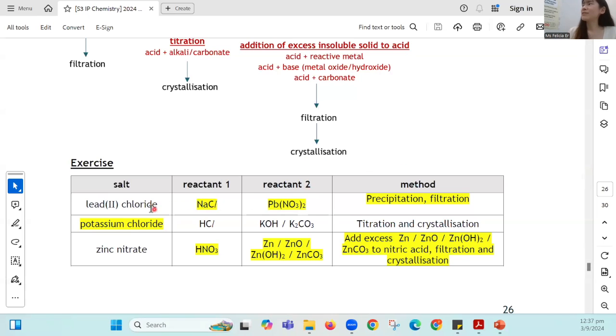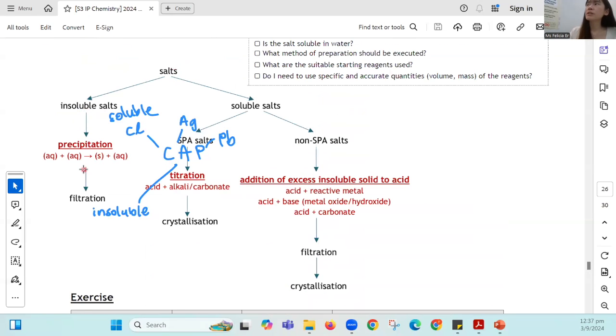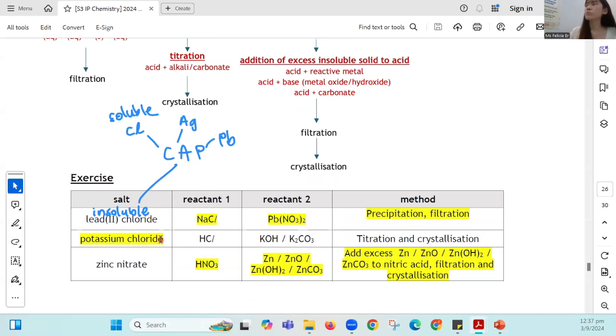Okay, so for the first one over here, first you always check the solubility, right? You follow the flow chart. So for lead chloride, just now I told you to remember for chlorides, you go by CAP. So all chlorides are soluble except Ag and Pb. So that means this is insoluble. Now you follow the flow chart. If it's insoluble, immediately you can choose precipitation, because precipitation is to obtain the insoluble salt. So that's why you choose precipitation.